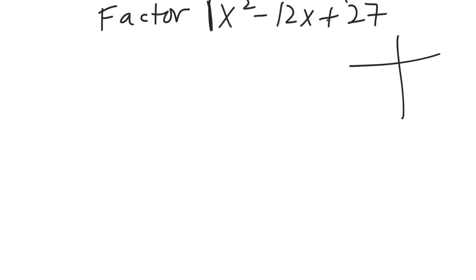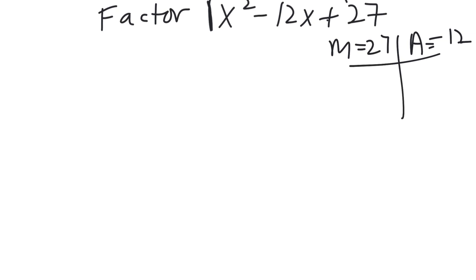All right, so I need to multiply to give me 27, and I need to add to give me negative 12. That's what I need. Okay, so what are things that give me 27? Well, 27 doesn't really have a lot. It has 1 and 27. It has 3 and 9. And that's it. So those are the only ones we have.